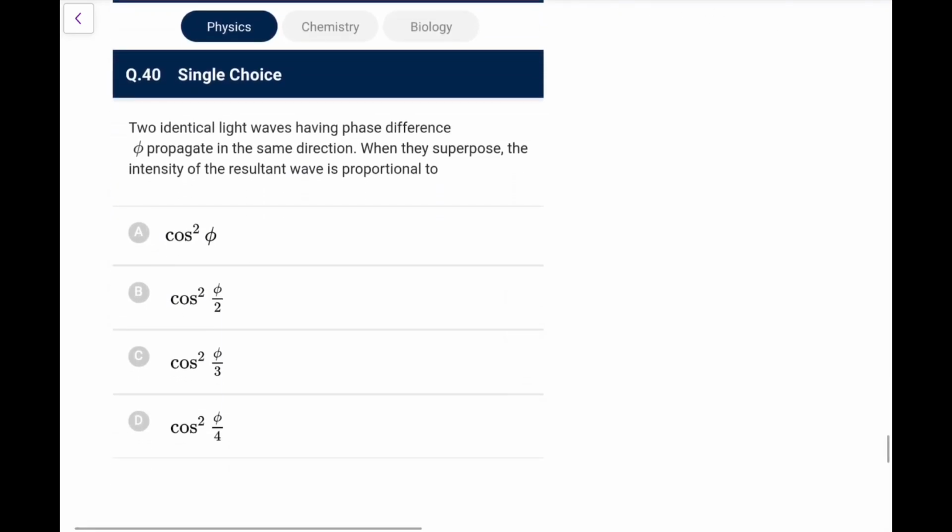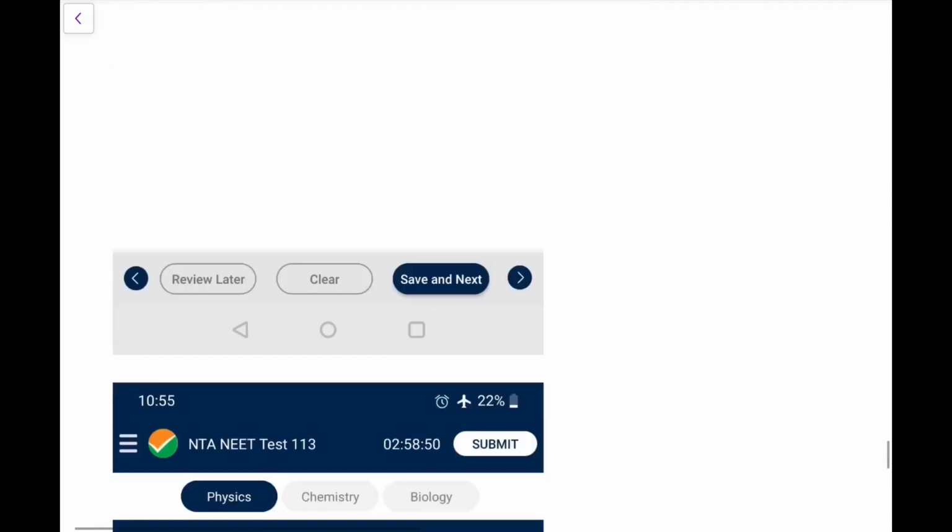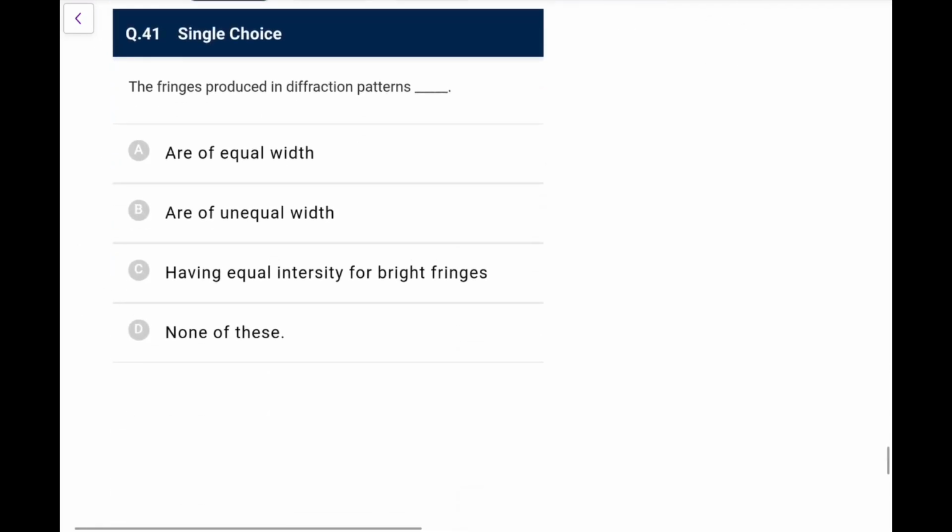Two identical light waves having phase difference phi propagate in the same direction. When they superpose, the intensity of the resultant wave is, you directly know, if both are equal, you directly write I equals 4 I naught cos square phi by 2. So it is cos square phi by 2. Go for option B. Next one: the fringes produced in a diffraction pattern are of equal width? No, they are of unequal width. The central maxima is wider.